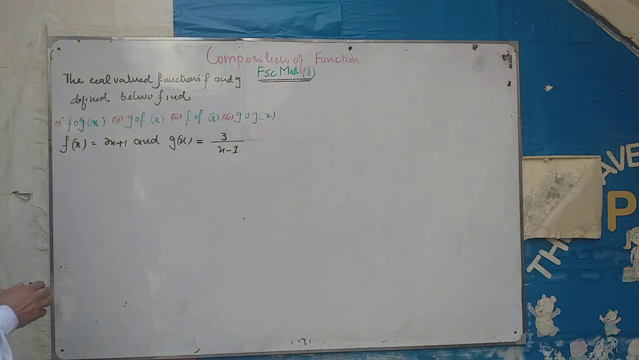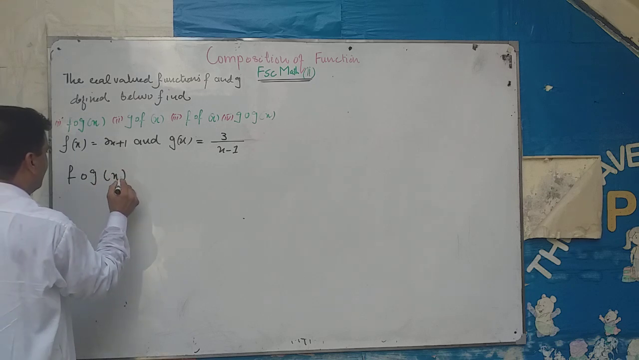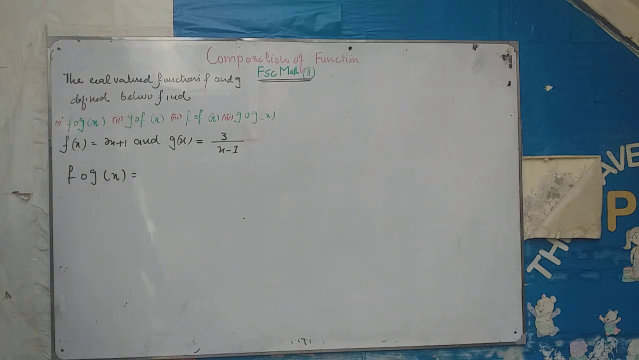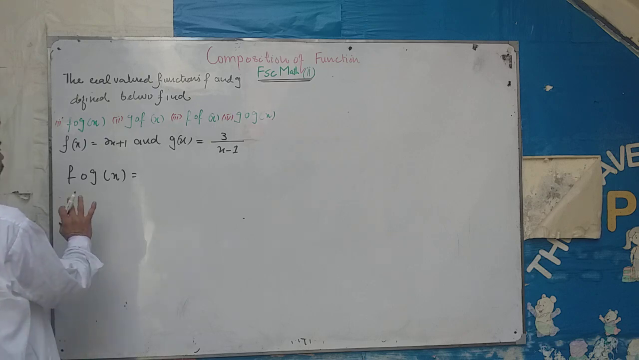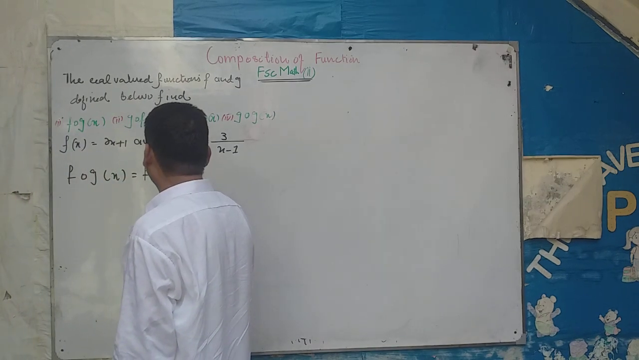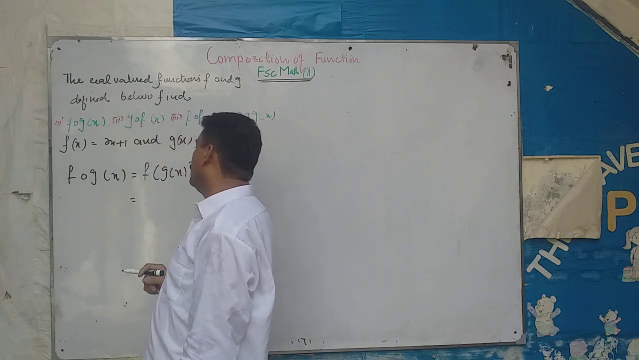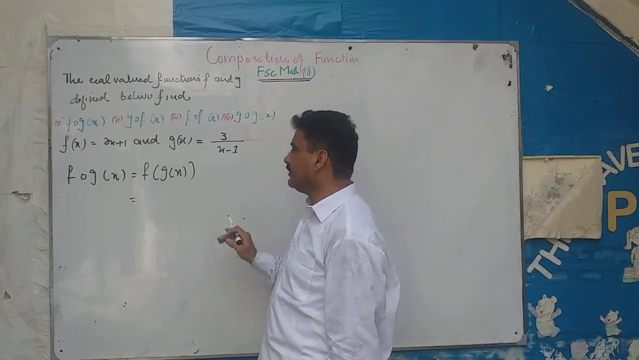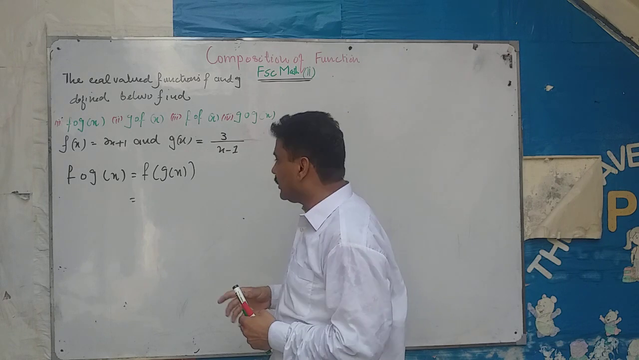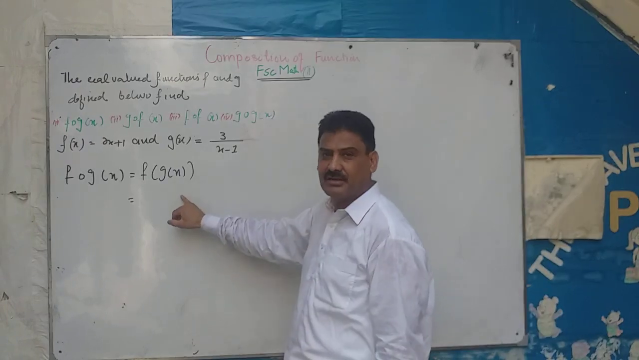First we find f of g of x. Before finding f of g of x, we must know how to write it. We write it in this way: f of g of x. Now we calculate the value of f of g of x. You know how we can calculate it? We just replace x by g of x in function f.